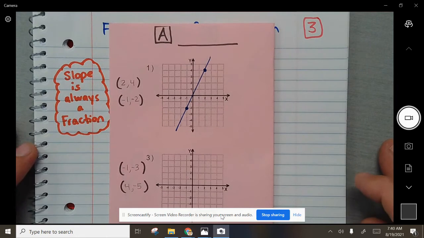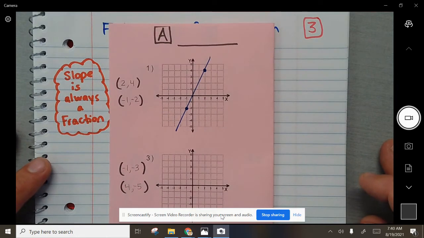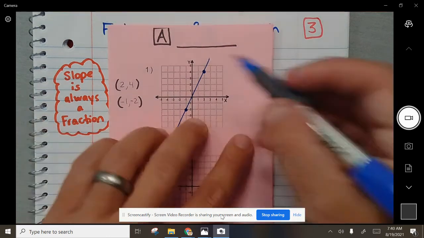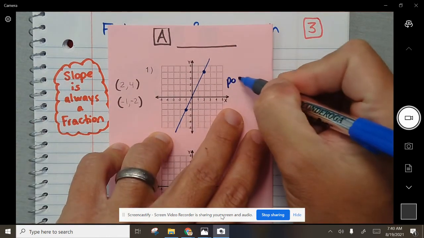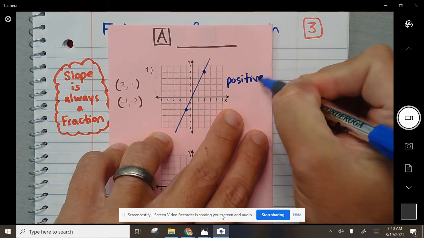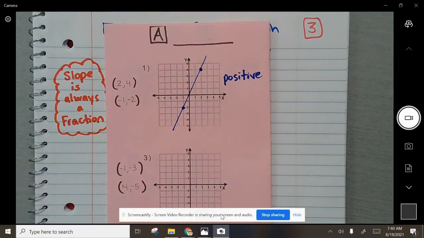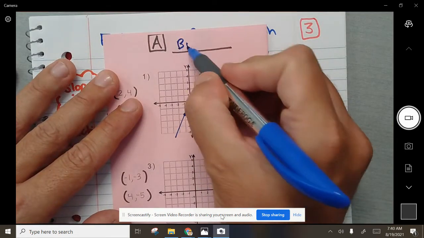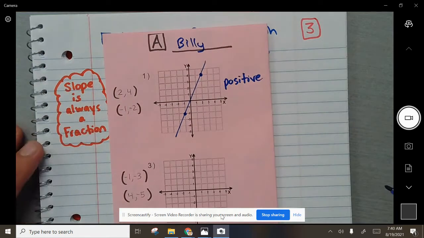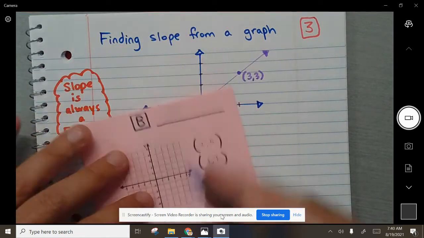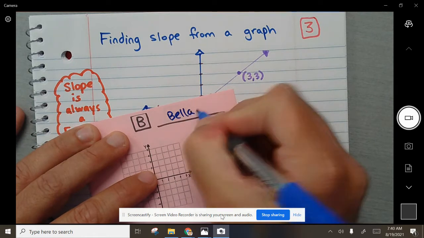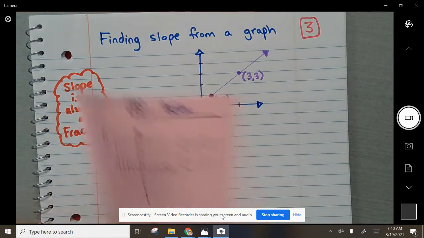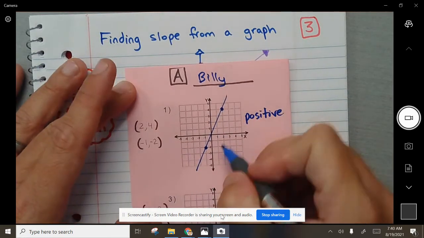All right. Then, you know what you can do? You have to tell me what kind of slope it is. And you look at this one and you're going to go positive. Okay. And what you're going to do, A, whoever A is, we'll just call him Billy. Billy's A. Billy's going to look at Bella. Bella's B.